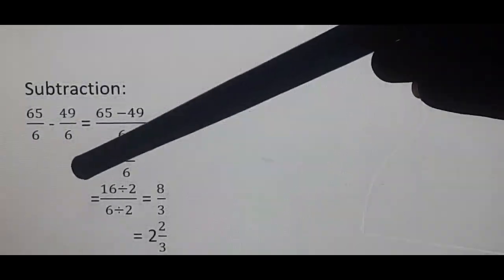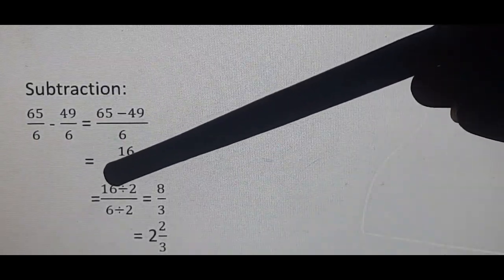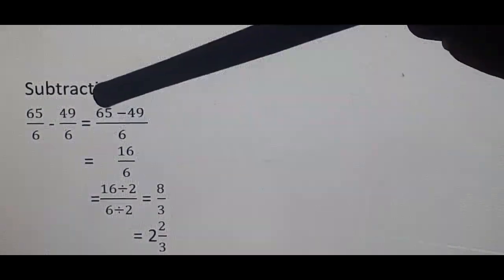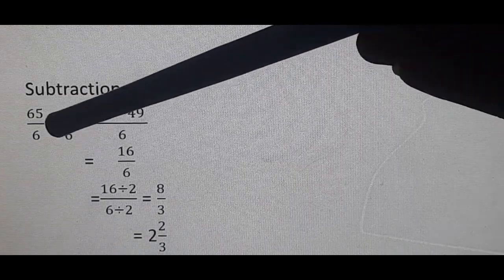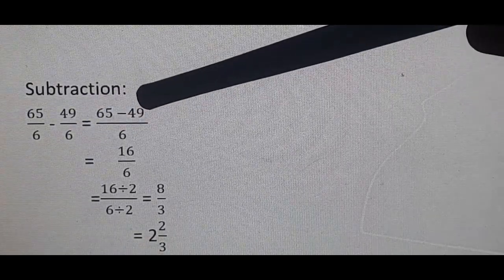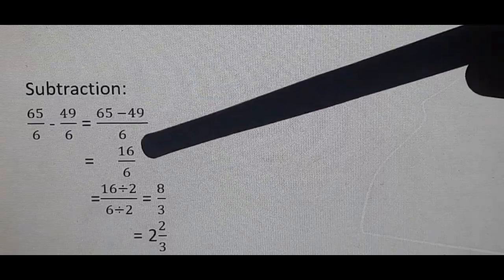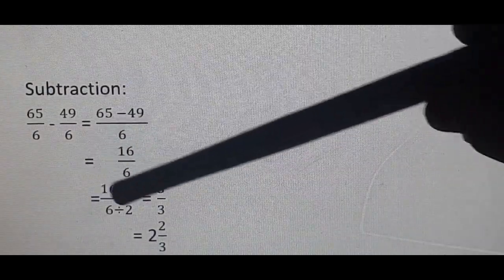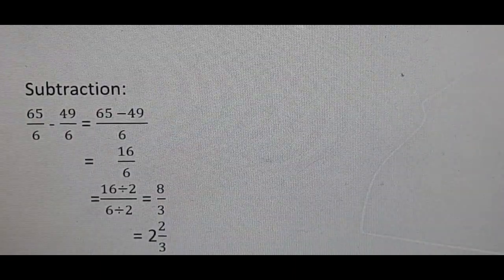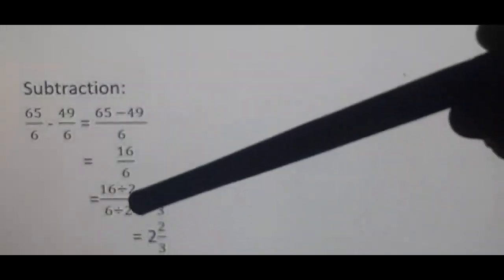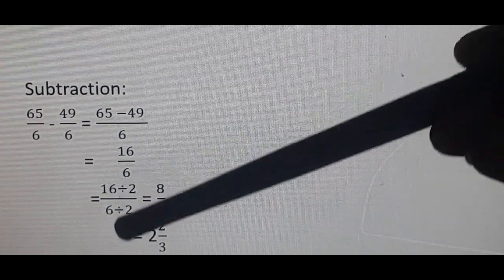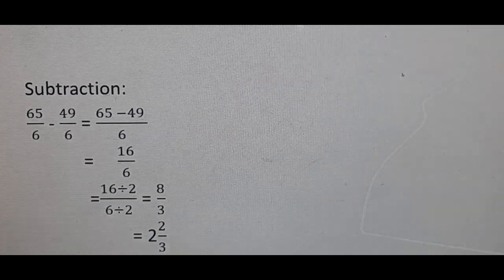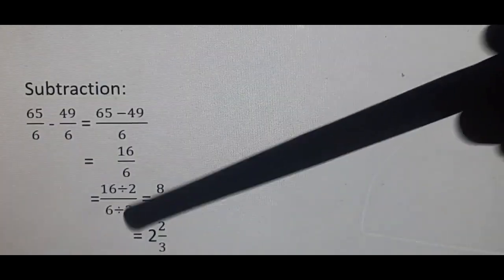So now 65 upon 6 minus 49 upon 6. LCM will be taken 6. 65 minus 49. As denominators are the same, the numerators will be directly subtracted. 65 minus 49 will give the answer 16. 16 upon 6. We know that both are even numbers divisible by 2. So we will reduce it into lowest form. 16 divided by 2, 6 divided by 2 will give the answer 8 upon 3. Now no further division is possible.